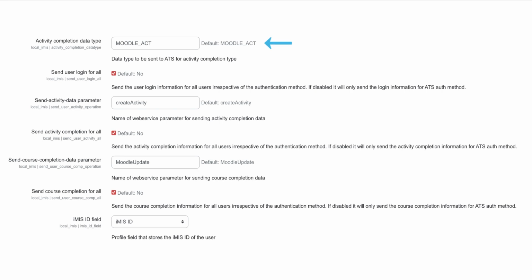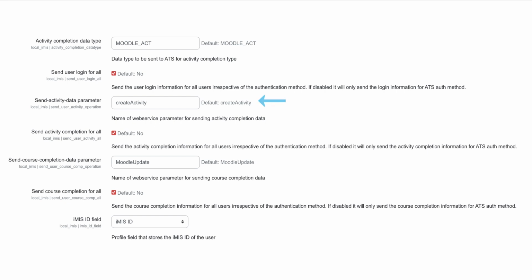The Activity Completion Data Type setting determines the data type to be sent to IMIS for activity completion types. The Send User Login for All, Send Activity Completion for All, and Send Course Completion for All settings, if enabled, will send the login information, activity completion, and course completion information to IMIS services respectively. This information is sent for all users irrespective of their Moodle authentication method.